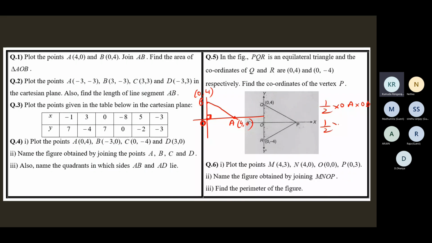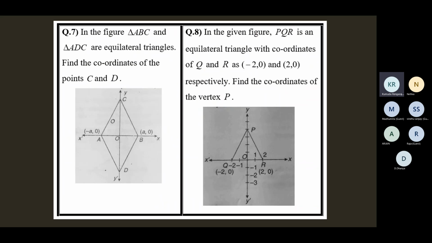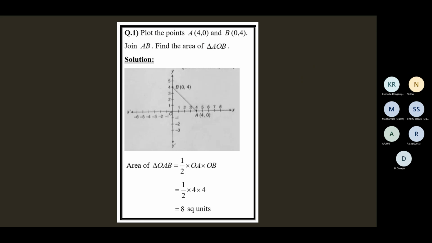Half into the base OA, which is 4 units. See, from here to here, it's 4 units. 4 into the altitude. The altitude is also 4 units. 4 units into 4, so 8 square units is the answer. The area of the triangle AOB is 8 square units. O is the origin, children.